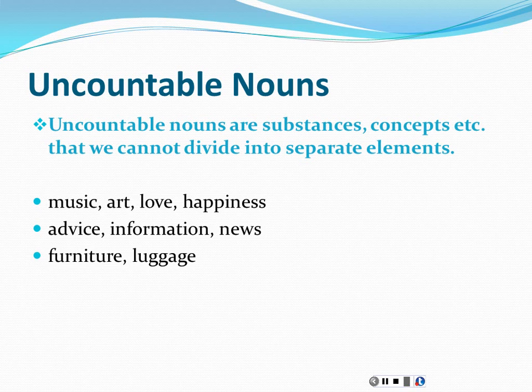The next group of examples, we have furniture and luggage. What does it mean, furniture? Furniture, for example, in your house, you have a sofa, a table, a chair, a bed. All of these are called furniture, مفروشات. So we talk about furniture all together, the furniture of your house all together. We don't talk about one furniture, so we talk about all of them together. Luggage, when you, for example, travel to another country, you take your luggage.